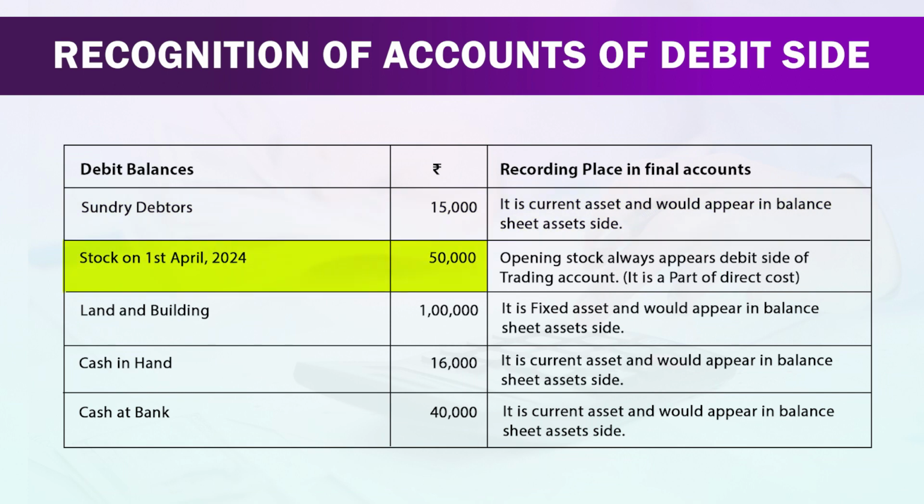Second item is opening stock of rupees 50,000, and this opening stock always appears on the debit side of the trading account. It is a part of direct cost. Then land and building of rupees 1 lakh, it is a fixed asset and would appear on the asset side of the balance sheet. Cash in hand 16,000, it is a current asset and would appear on the asset side. Cash at bank 40,000, it is a current asset, would appear on the asset side.